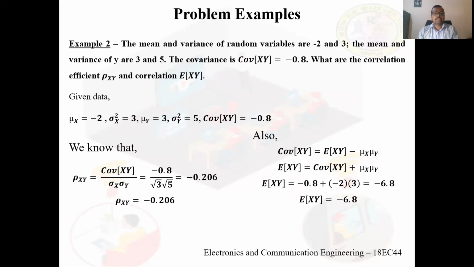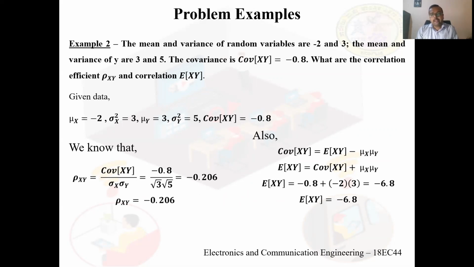Now we'll go to the second problem. The mean and variance of random variable x are -2 and 3. The mean and variance of random variable y are 3 and 5. The covariance of xy is equal to -0.8. What are the correlation coefficient rho of xy and the correlation E of xy? Now, what is the data given in the problem statement? The mean and variance are given for both random variables x and y, and also the covariance of x and y is given as -0.8.